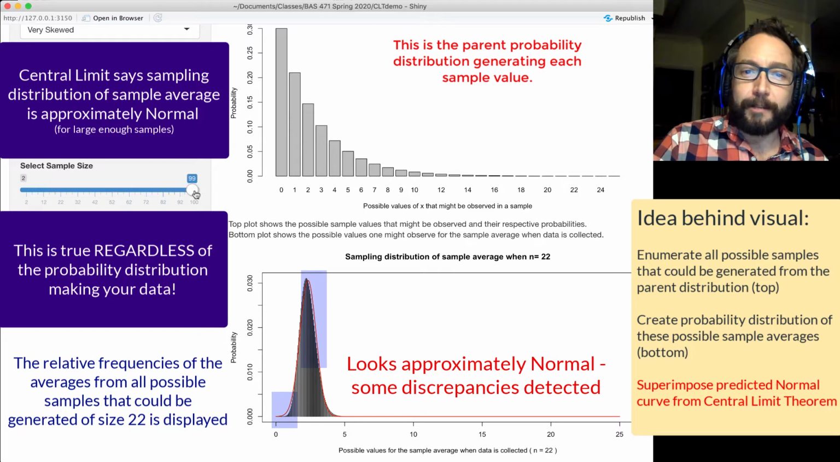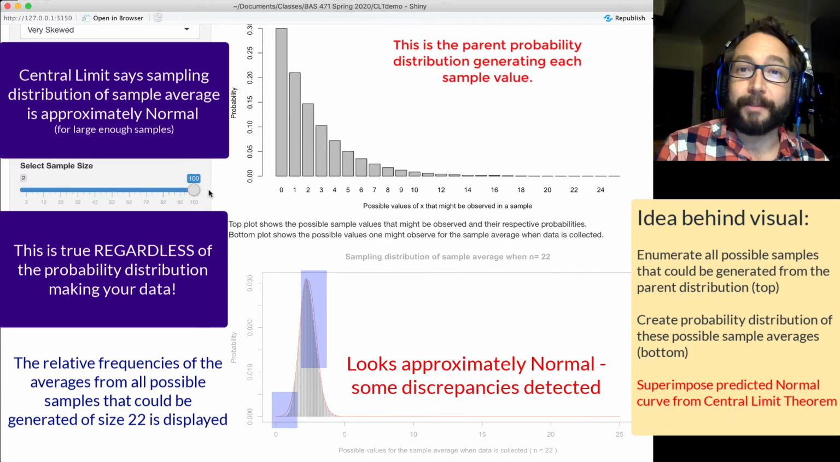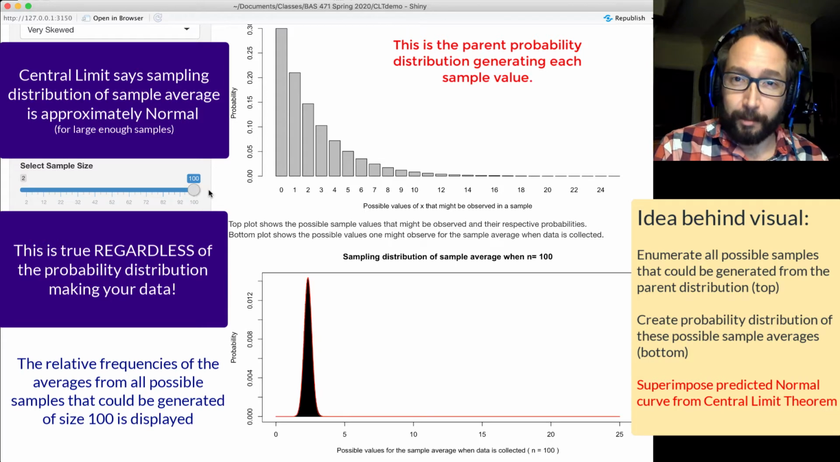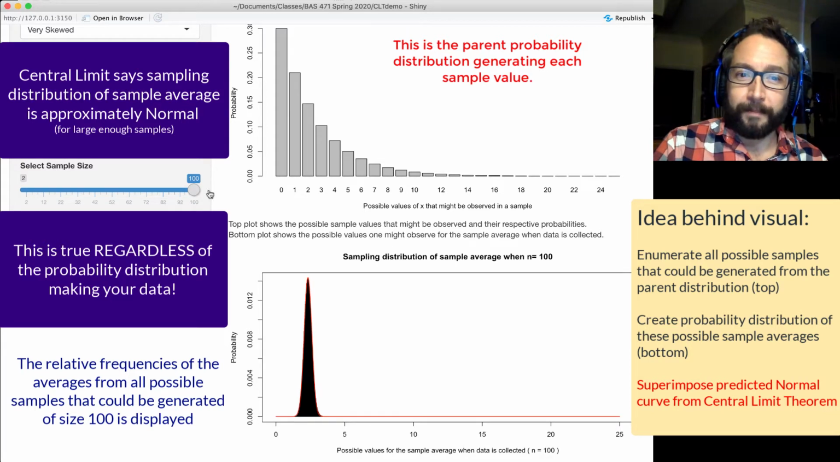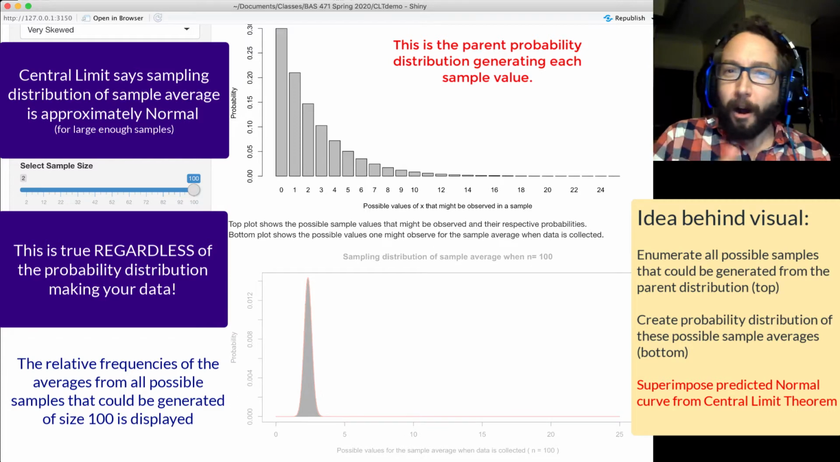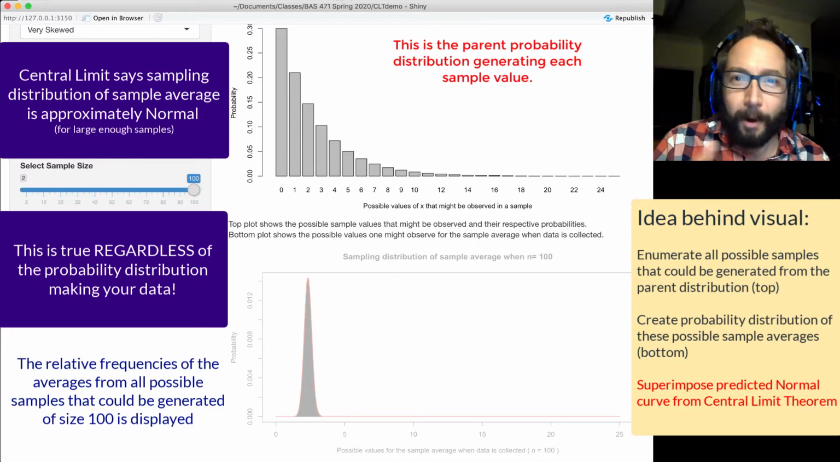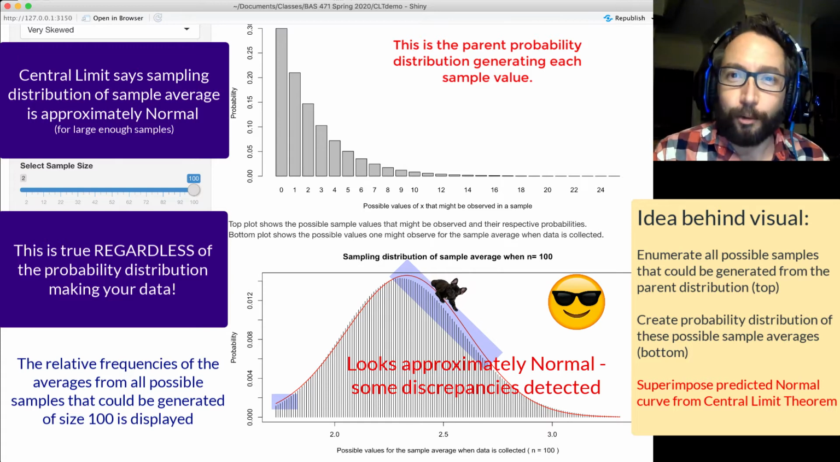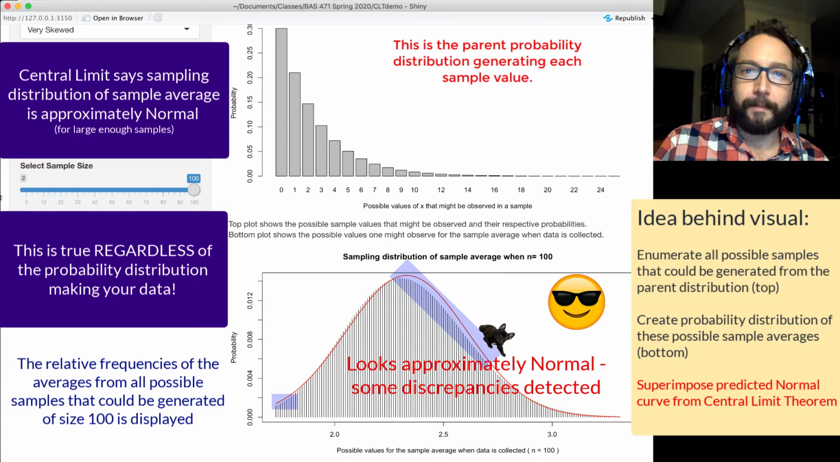But if I increase my consideration to all possible samples of size 100 that I might be able to generate from here, I would find that the overall shape of that distribution looks very similar to a normal distribution. If I zoom in really close, I'll be able to spot the differences. There'll be small differences between the histogram of those possible sample averages and that normal curve, but overall, it's a pretty close correspondence.